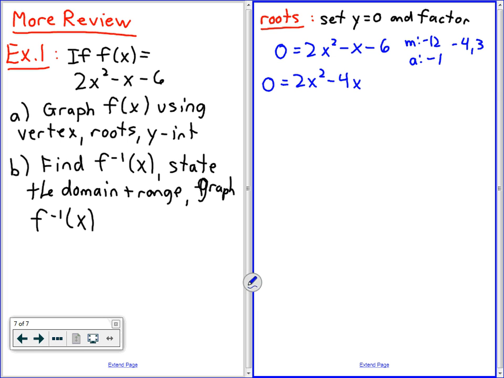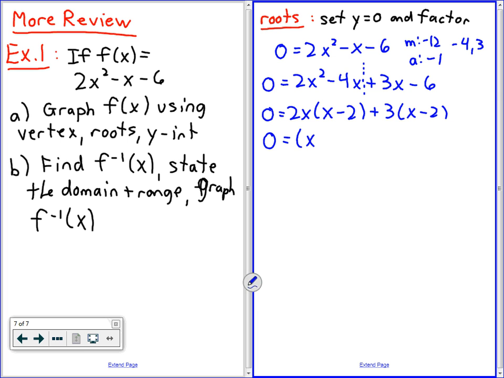0 equals 2x squared minus 4x plus 3x minus 6. 0 equals 2x(x minus 2) plus 3(x minus 2). 0 equals (x minus 2)(2x plus 3). Now, you should be able to get it here no problem from what we just learned today already, so that should be no big deal.